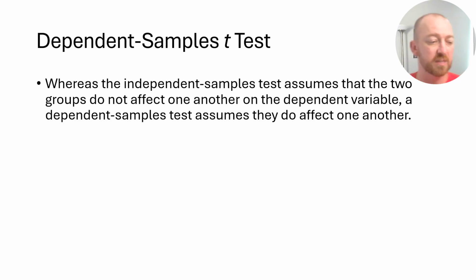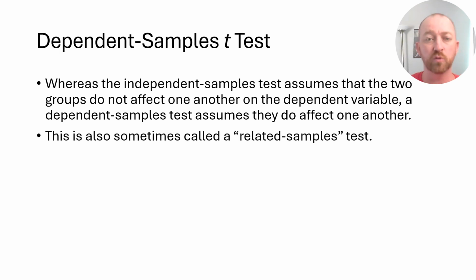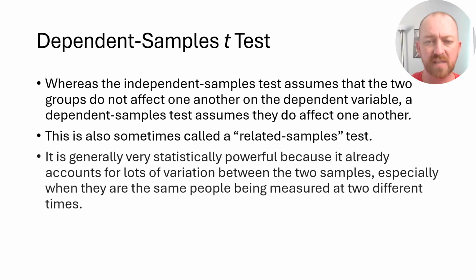Okay, for example, you might have a diet pill, and you test people's weight before they start taking the diet pill. Then you give them the diet pill for 6 months or whatever you decide, and then afterwards you weigh them again. So it's literally the same people at two different times. This is sometimes also called the related samples test. So a dependent samples test or related samples test are the same thing.